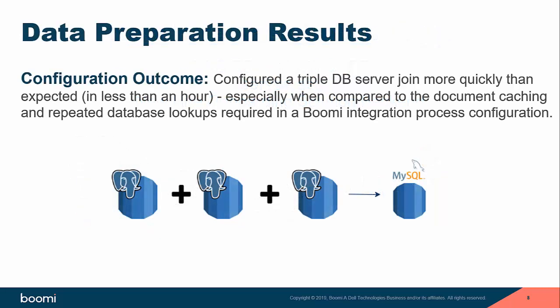So the results of this data preparation job as part of the configuration was able to create a triple database server join. Remember, these are disparate instances, in a very quick time frame, in less than an hour. When comparing that to building an integration process, you'd have to do a lot of document caching, you have to do a lot of repeated database lookups, so the performance may not be as you would expect for this vastness of data.